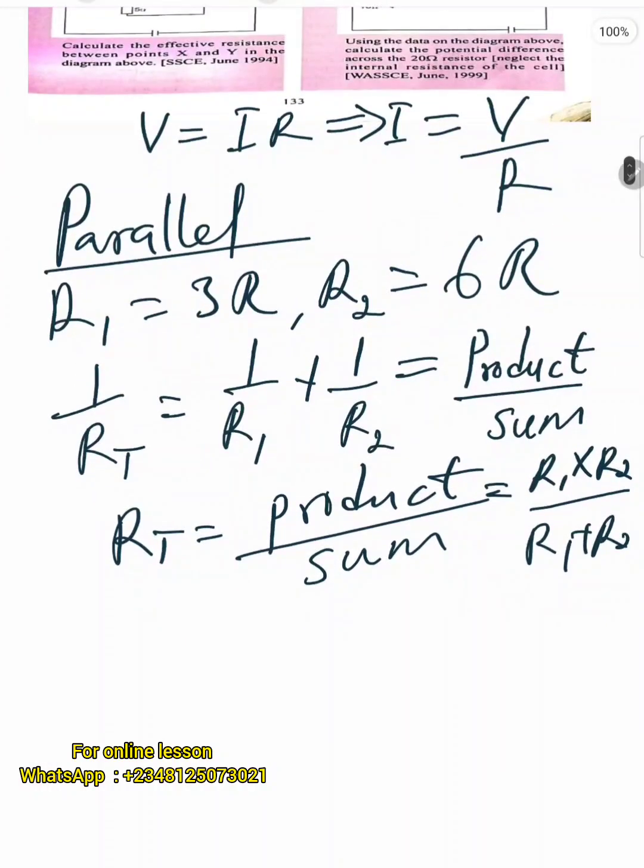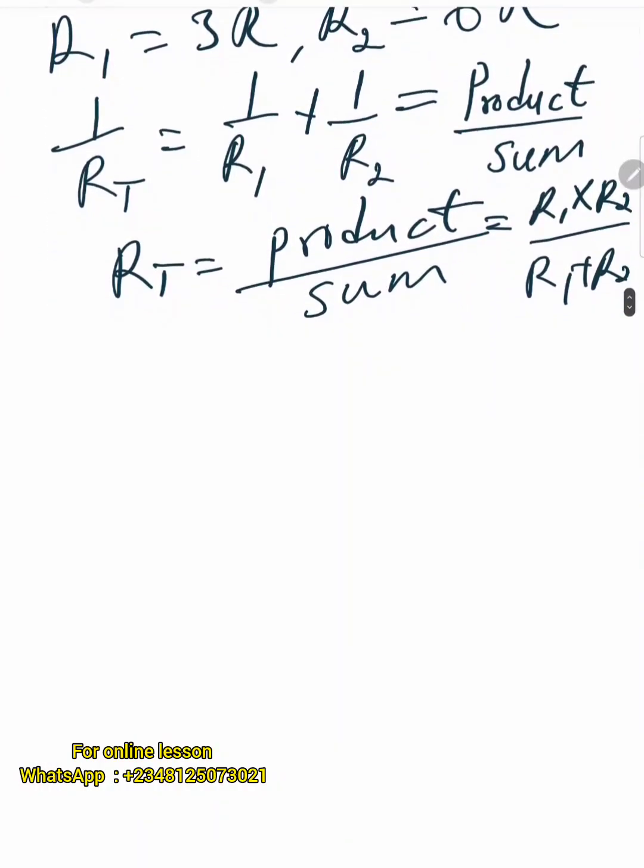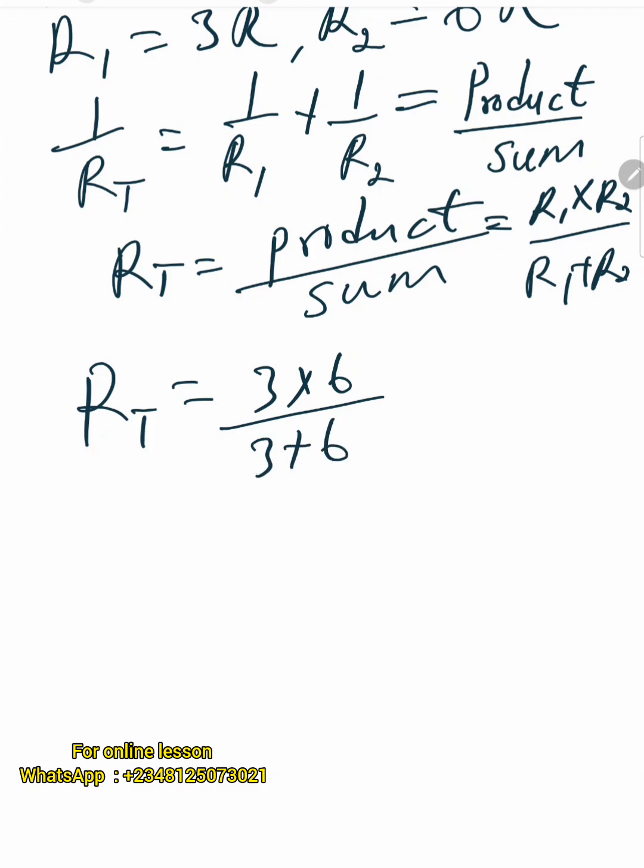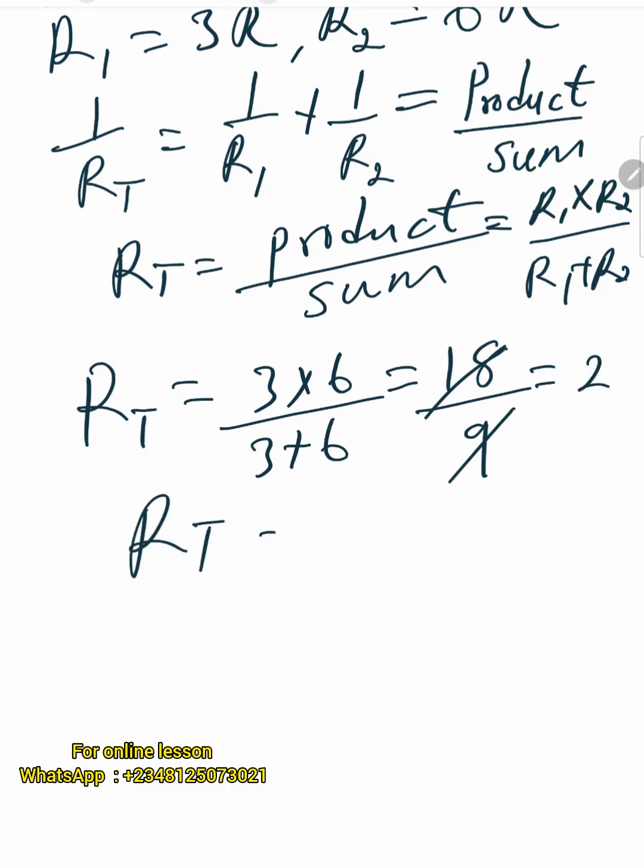Good. Now let's go to this other side. Your total resistance is equal to 3 times 6 all over 3 plus 6. 3 times 6 is 18. Now, 3 plus 6 is 9. So we cancel out, then we have 2. Now, the total resistance across that circuit is equal to 2 ohms.